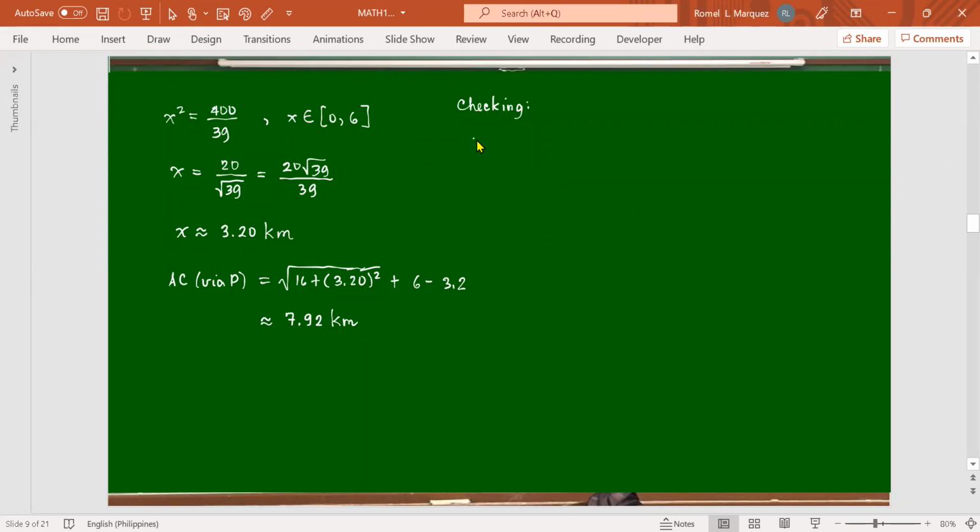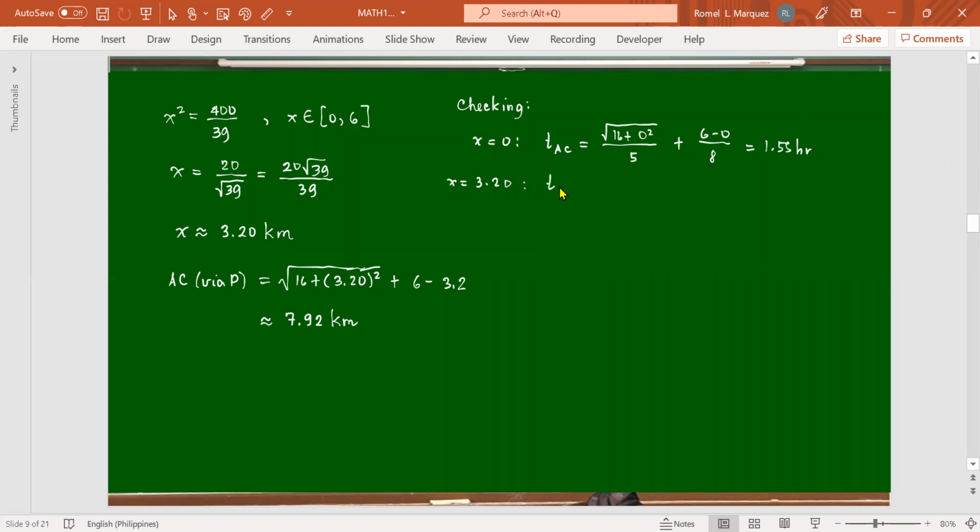Nasa endpoint. At x equals 0 kilometer, ang time AC is square root ng 16 plus 0 squared over 5 plus 6 minus 0 all over 8. Oh, what is that, guys? 4 over 5. 4 divided by 5 plus 6 divided by 8. 1.55 hours, no?